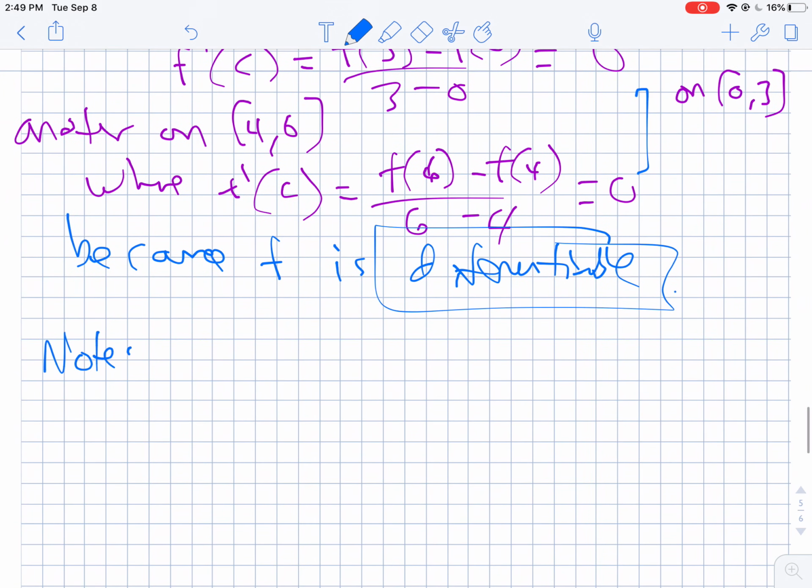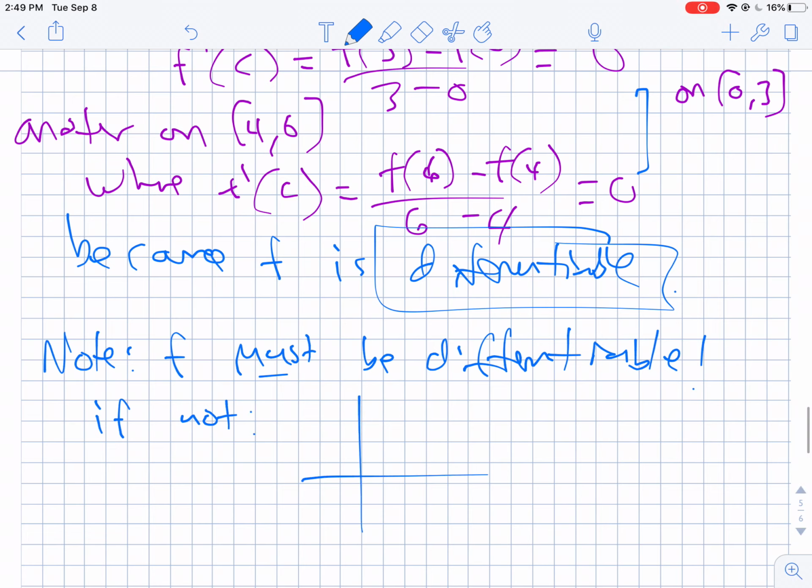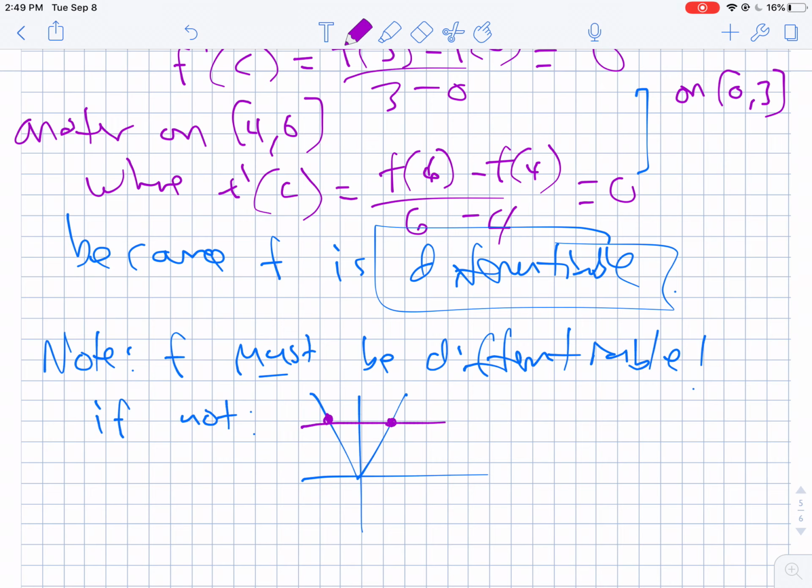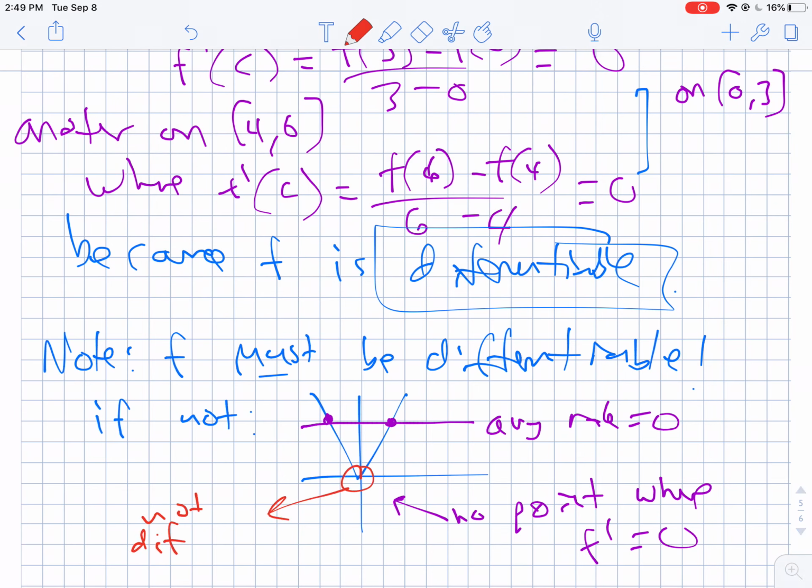One thing I wanted to note is that f must be differentiable. If your function is not differentiable, the mean value theorem doesn't apply. Let's say you have an absolute value type graph, something with a sharp corner. If I pick 2 points, on that side and that side, the average rate of change there is 0. But there's no point here where your f prime equals 0. This doesn't contradict the mean value theorem because it's not differentiable at x equals 0. Because this function is not differentiable, there's no point where you have a slope equal to 0.